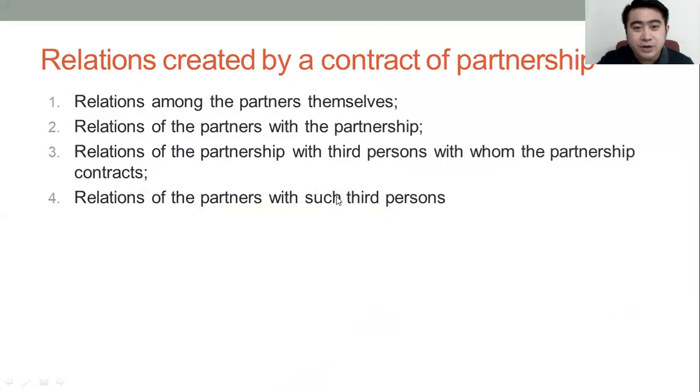So what are the relations created by a contract of partnership? Number 1, it is relations among the partners themselves. Number 2, relations of the partners with the partnership. Remember, class, a partnership has a separate personality, distinct from the partners. Number 3, relations of the partnership with third persons with whom the partnership contracts. And number 4, relations of the partners with such third persons. So now we'll be focusing more on the relations among the partners themselves.